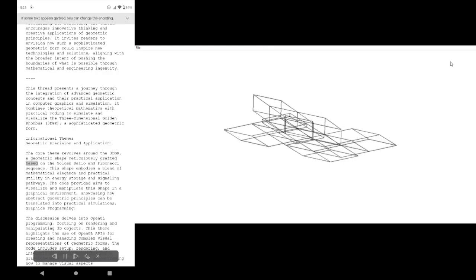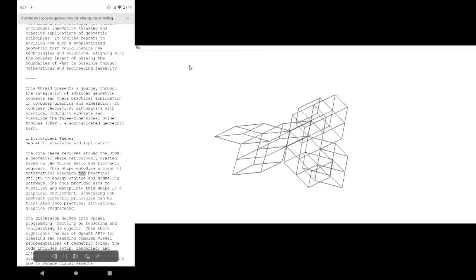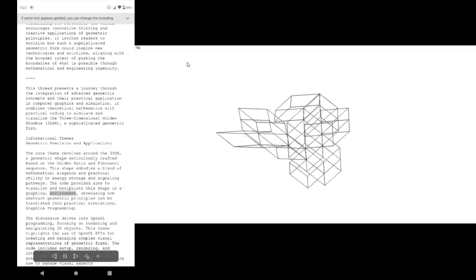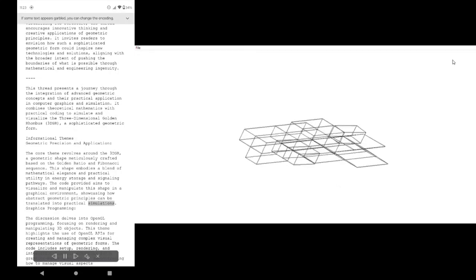The core theme revolves around the 3D jar, a geometric shape meticulously crafted based on the golden ratio and Fibonacci sequence. This shape embodies a blend of mathematical elegance and practical utility in energy storage and signaling pathways. The code provided aims to visualize and manipulate this shape in a graphical environment, showcasing how abstract geometric principles can be translated into practical simulations.